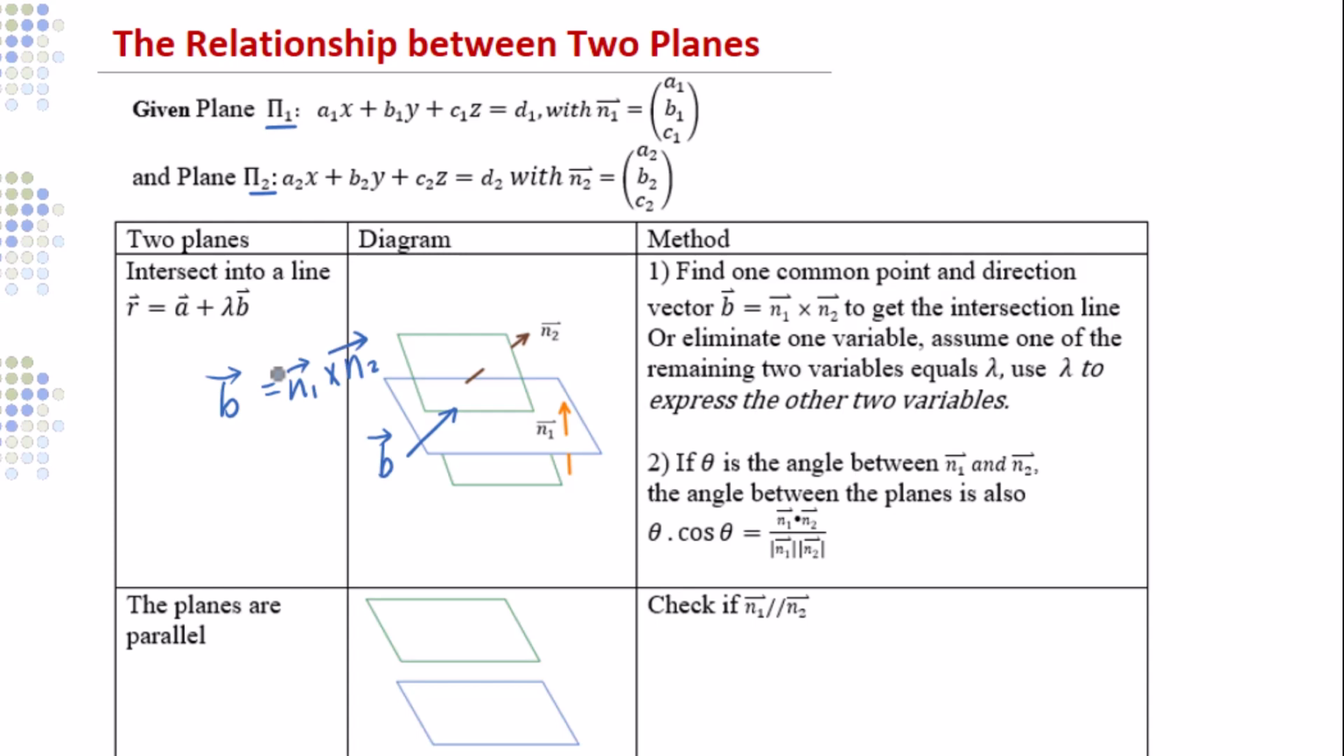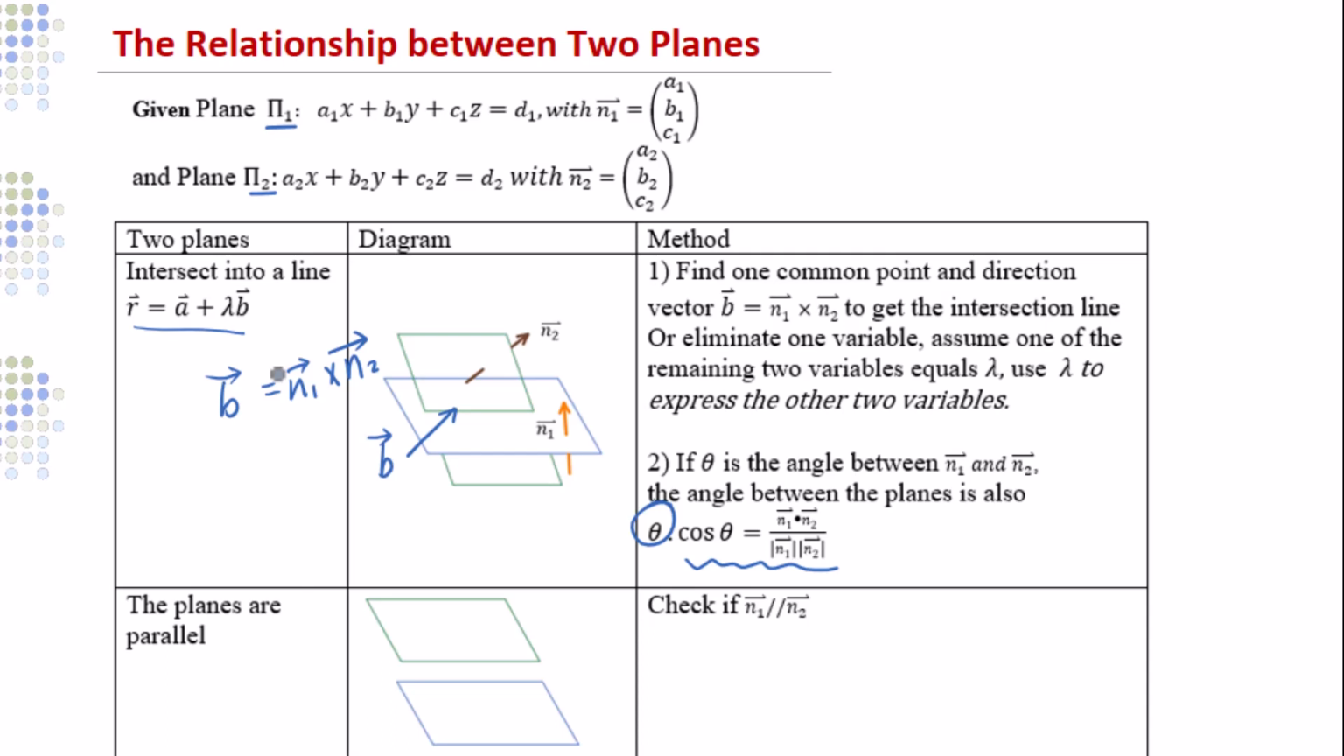You have two ways to figure out the intersection line. I will show you later on. If theta is the angle between normal vectors n1 and n2, then the angle between the planes is also theta. Therefore, cosine theta equals n1 dot n2 over the length of n1 times the length of n2.